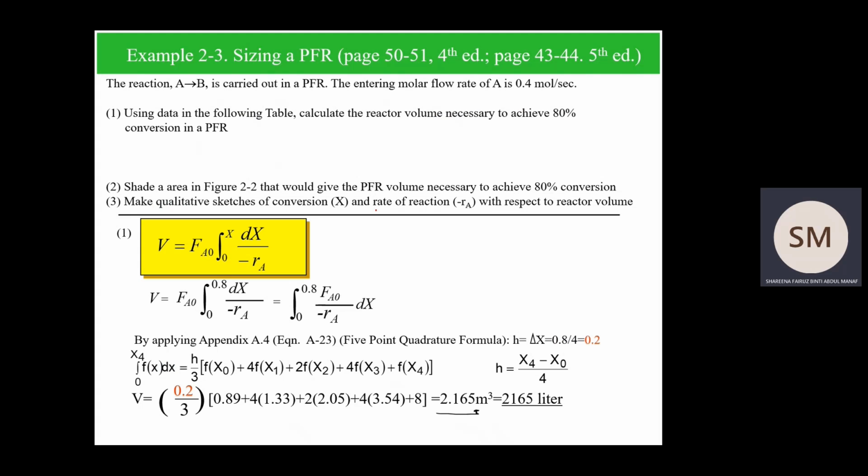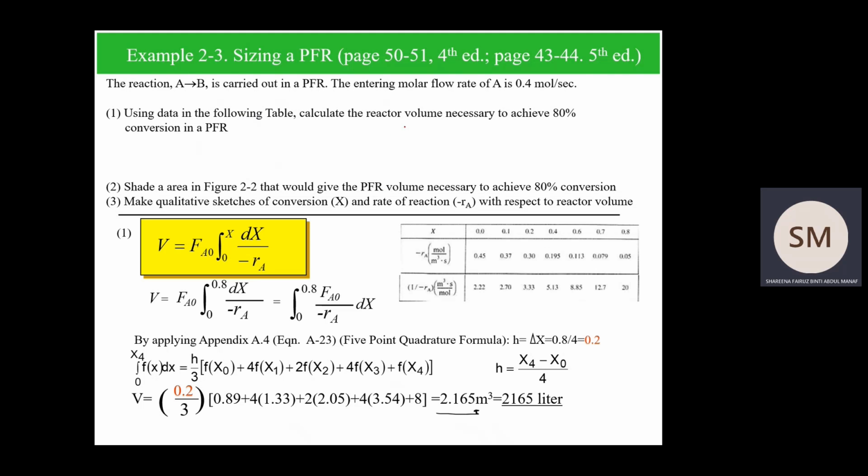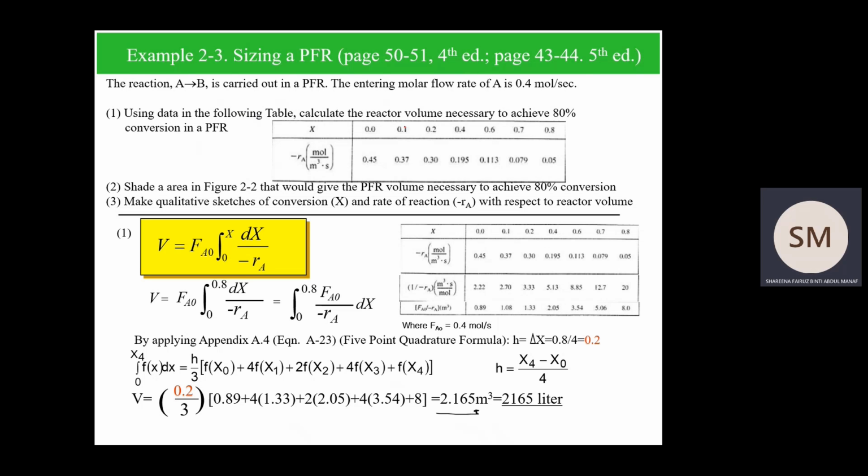Okay, so let's do some exercise. Read the question. The reaction A to B is carried out in a PFR. The entering molar flow rate of A is 0.4 mole per second. I already discussed this question in the previous slide, where we got the volume directly, but for this one we will use numerical methods to calculate the V. Using the data in the following table, calculate the reactor volume necessary to achieve 80% conversion. Shade the area in figure 2-2 that would give the PFR volume necessary to achieve 80% conversion. So this question asks you to get the volume at x equal to 0.8. Make qualitative sketches of conversion X and rate of reaction negative rA with respect to the reactor volume.